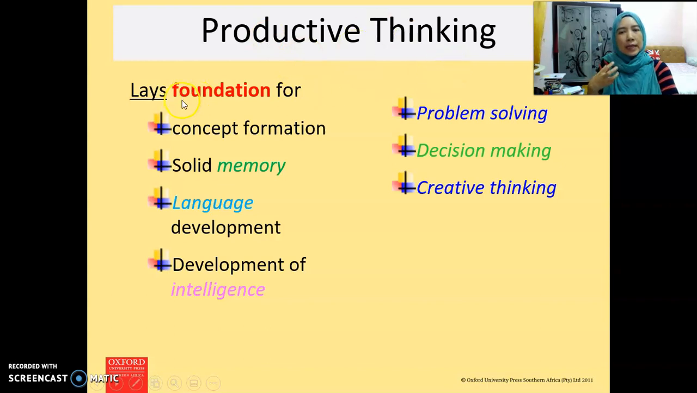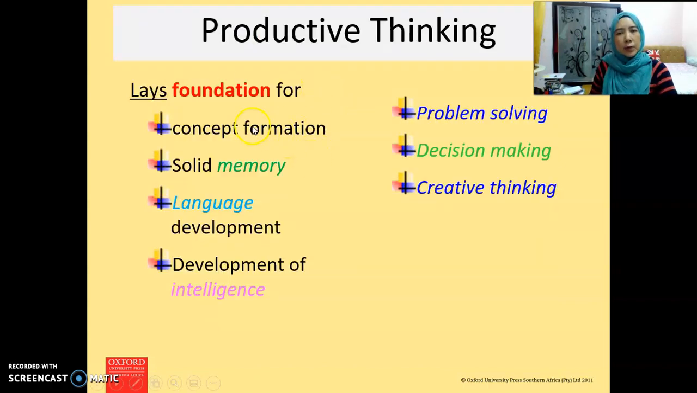So productive thinking lays the foundations for concept formation, solid memory, language development, development of intelligence, problem solving, decision making, and creative thinking. As you can see here, productive thinking is a starting point of so many important areas when we talk about cognition. If we want to talk about higher mental processes, it is a very important foundation for later areas of knowledge.